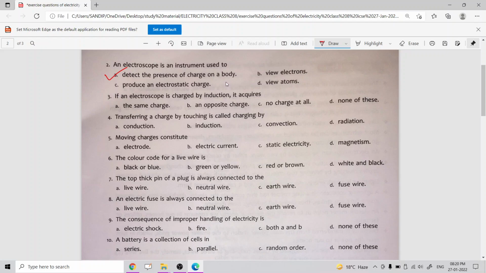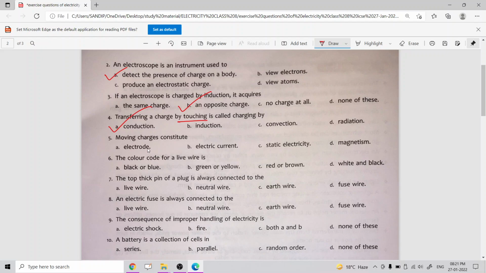The third one is: if an electroscope is charged by induction, then it acquires the same charge, opposite charge, no charge at all, or none of these. For this question, the correct answer is opposite charge. Now question number 4: transferring a charge by touching is called charging by conduction. That is the correct answer.